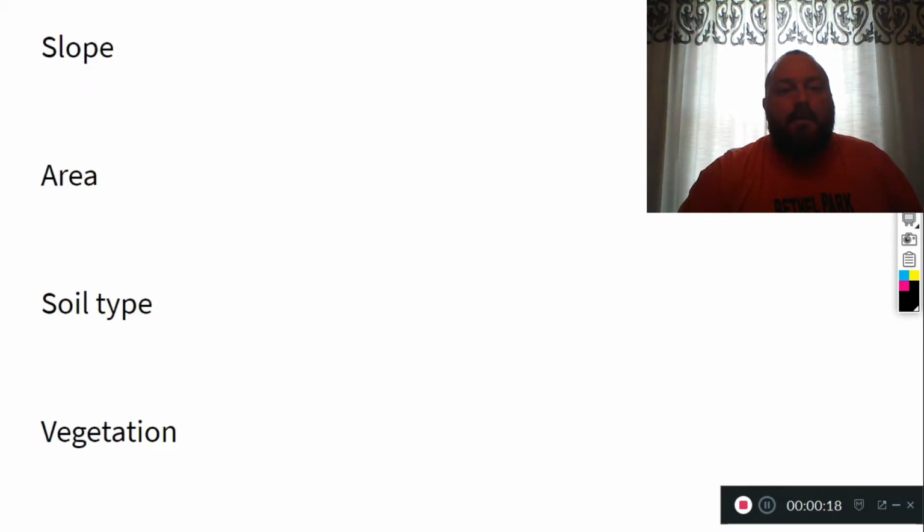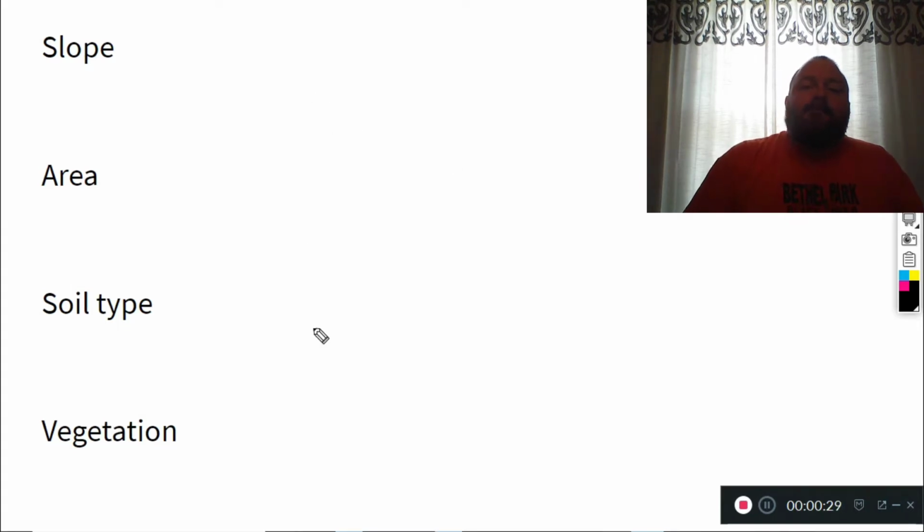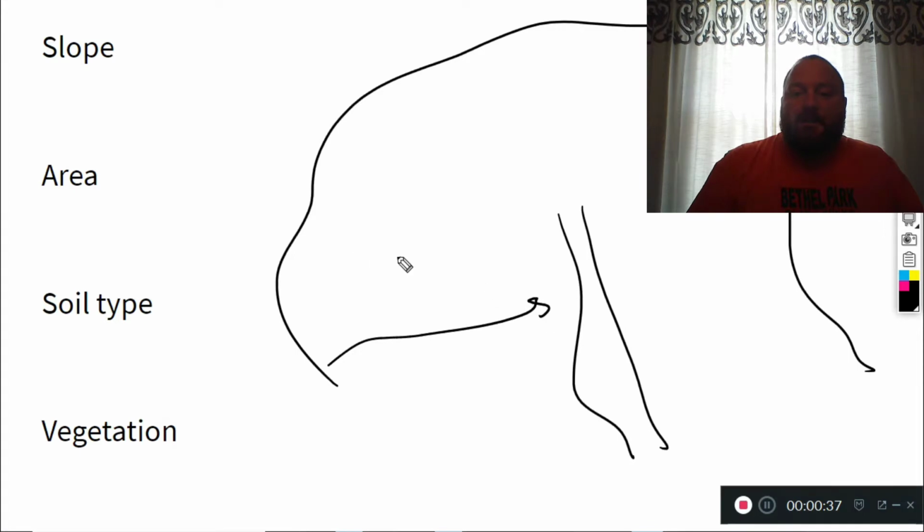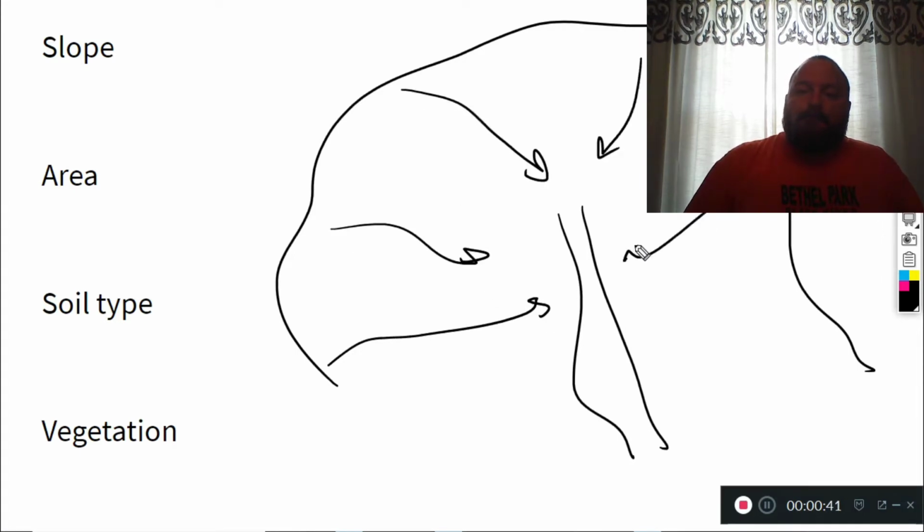If you can't though, you should remember that a watershed is going to deal with the slope of the land, the area contained within it, the soil type, and the vegetation. These are all the characteristics because a watershed, if you remember, let's say that I had a stream running through here, and this is a valley. You know, all the land is kind of sloped downward and towards here. And this line here is my ridge line.